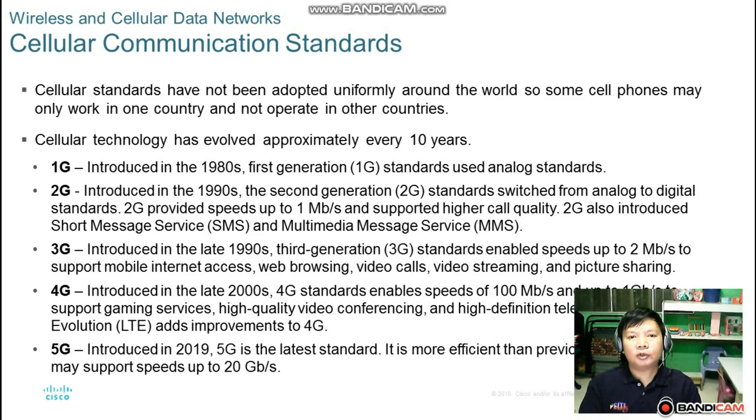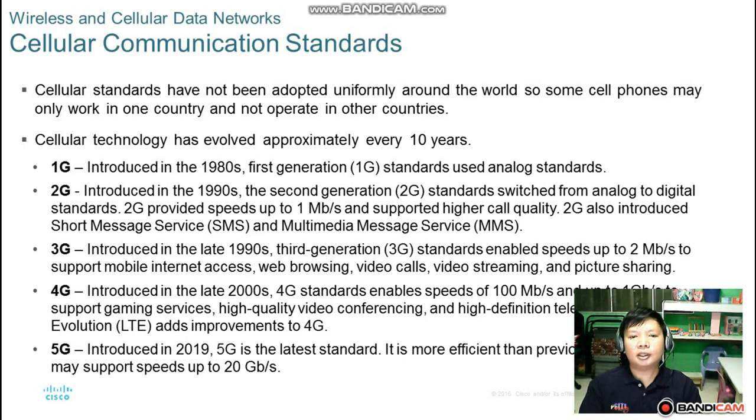Cellular technology has evolved approximately every 10 years. 1G, introduced in the 1980s, was the first generation and used analog standards. 2G, introduced in the 1990s, the second generation, switched from analog to digital standards. 2G provided speeds up to 1 Mbps and supported higher call quality. 2G also introduced short message service, or SMS, and multimedia message service, MMS.